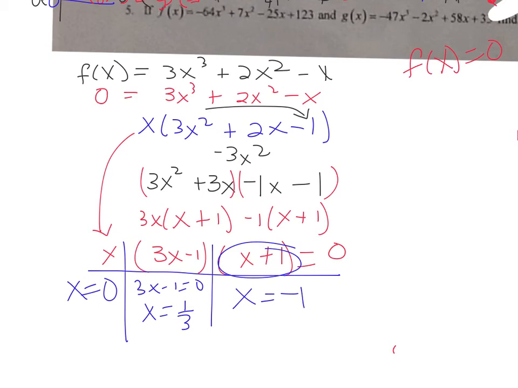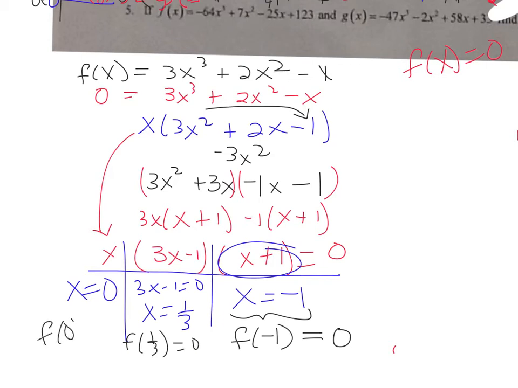Okay? So just so you know, what this means is this. When you have f of negative 1, that's equal to 0. When you have f of 1/3, that's equal to 0. And when you have f of 0, that's also equal to 0. So when your x is 0, your y is 0. When your x is 1/3, your y is 0. When your x is negative 1, your y is 0. And you have to know where these numbers come from. They come from your factors, okay? And it's the opposite sign.